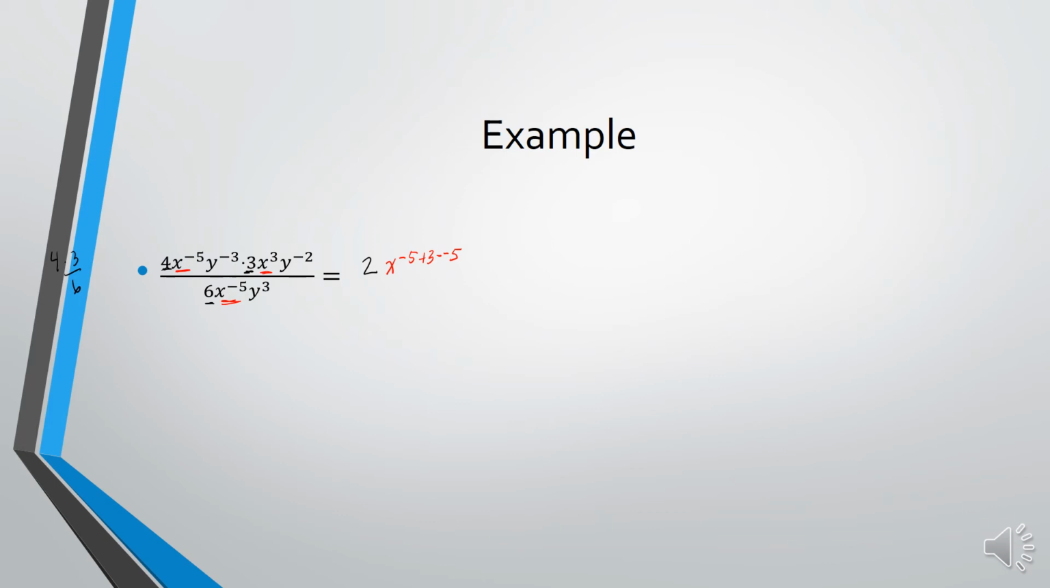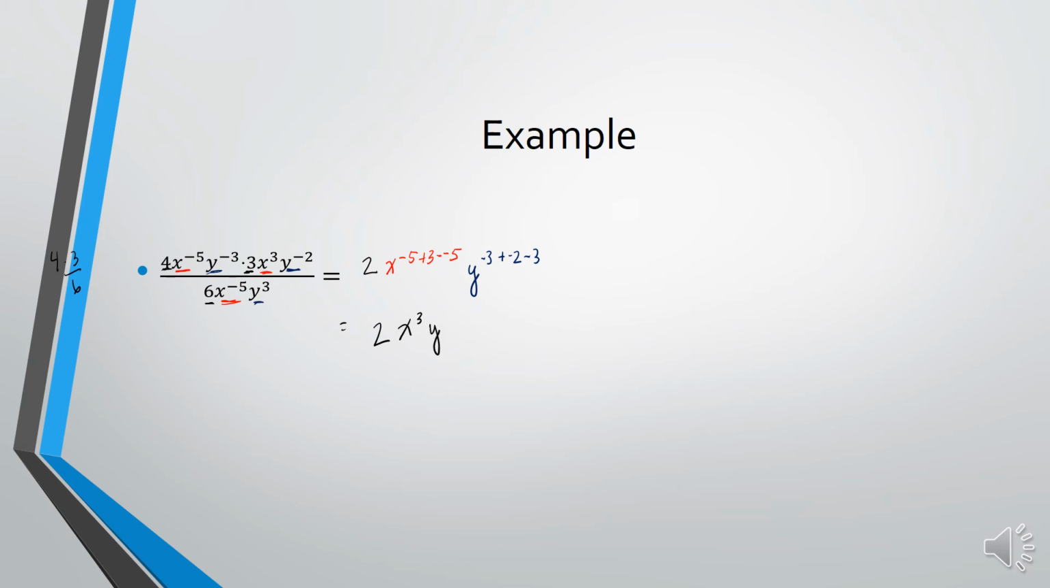Next, let's look at my y term. So I have a y here, and a y here. On the top, since I'm multiplying, I'll be adding my exponents, and then subtract the one that's on the bottom. So let's see what this gives us. So we'll have my 2. Negative 5 plus 3 is negative 2, minus a negative 5. So that really means plus 5. So I think 3 is going to be our exponent there.